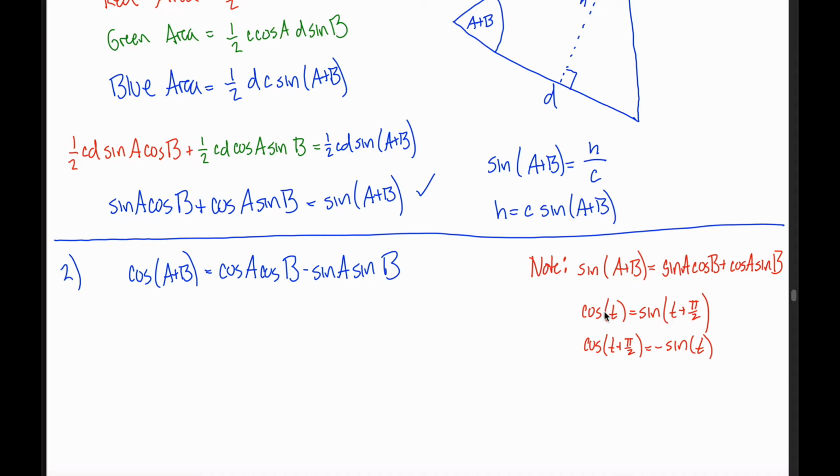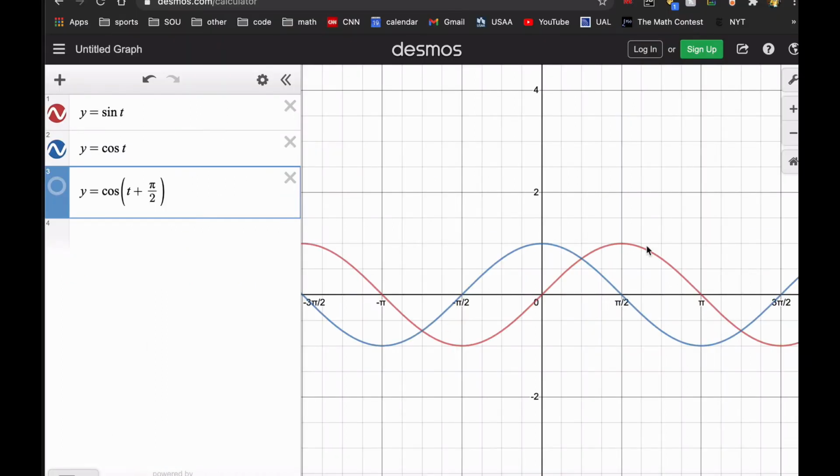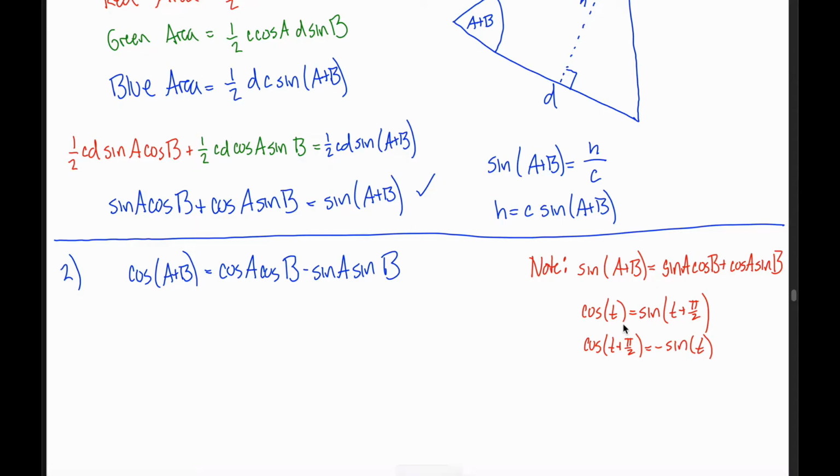What do you come up with? Hopefully the graph of cosine of t. Don't believe me? Here's a picture. In red, we have the graph of sine of t. If I shift that to the left by pi over 2 units, it lands right on top of this graph in blue, which is just the graph of the cosine of t. Therefore, the cosine of t is the exact same as the sine of t plus pi over 2.